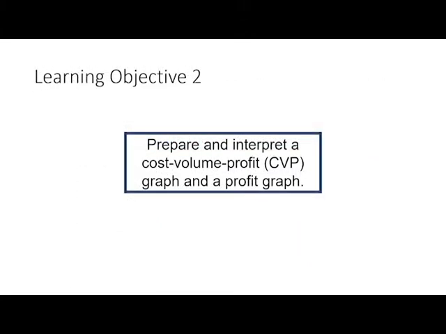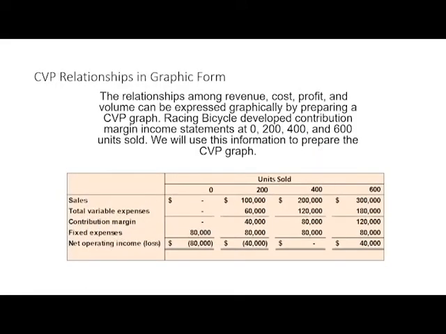Next we are going to look at the CVP graph. The relationship among revenue, cost, profit, and volume: these four items can be expressed graphically by preparing a CVP graph. So the bicycle company developed the contribution margin income statement at 0, meaning no units of sales, and then at 200 units of sales, 400, and another one for 600.